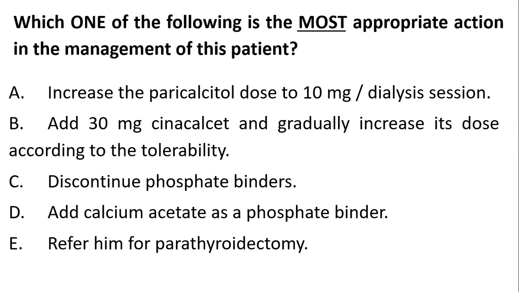Would you increase the baricalcitol dose from 4 to 10 microgram with each dialysis? Would you add 30 milligram of cinacalcet and gradually increase the cinacalcet dose according to the tolerability? Would you stop the phosphate binders? Would you add calcium acetate as another phosphate lowering therapy? Or would you refer the patient to parathyroidectomy?